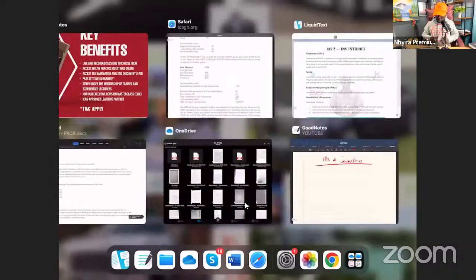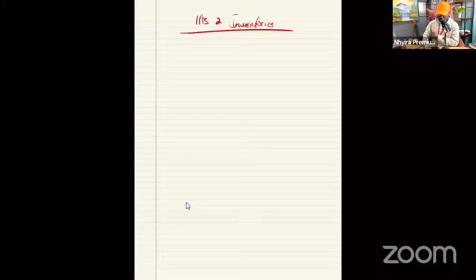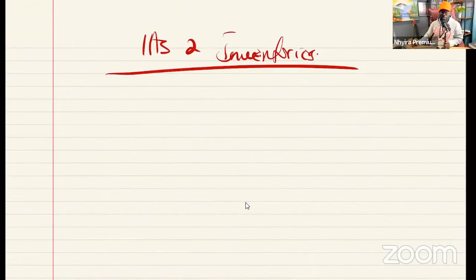So the first thing we get ourselves into, like I said, is IAS 2 inventories. Now, before I get excited about that, take note that when it comes to the accounting standards, there are a number of things that you have to be mindful of in order to increase your chances of understanding the standards very well. The first thing is the objective of the standard. The objective of the standard tells us what the standard seeks to accomplish or do generally in that particular case.